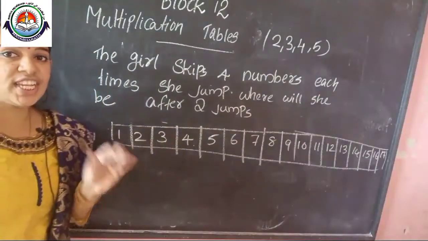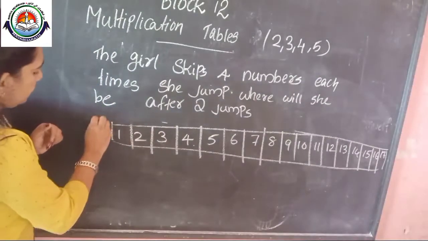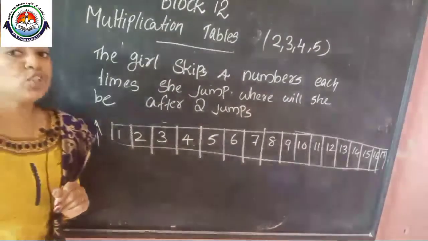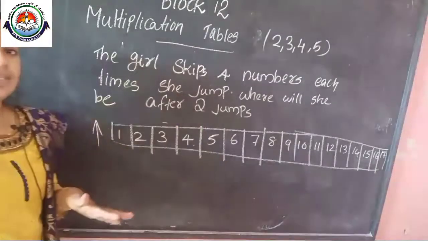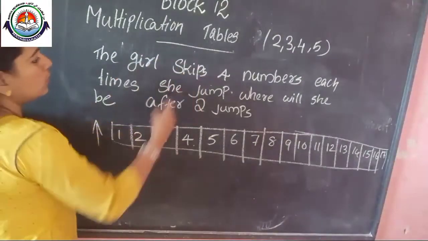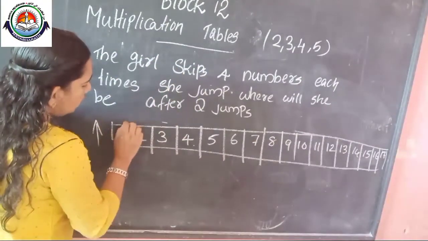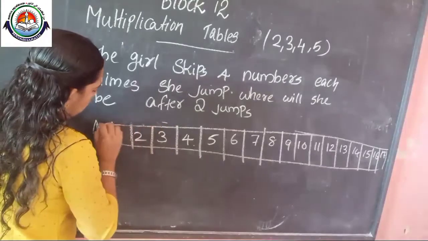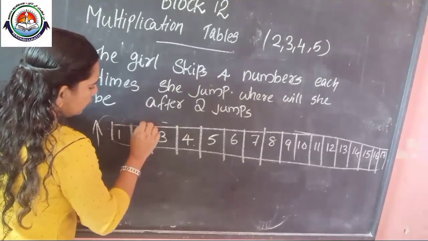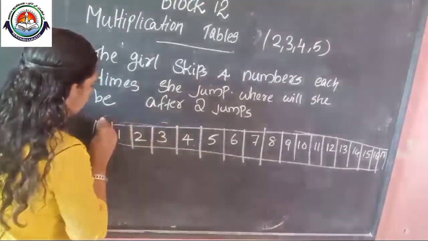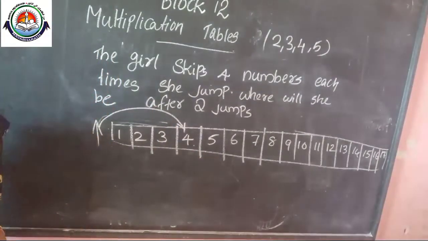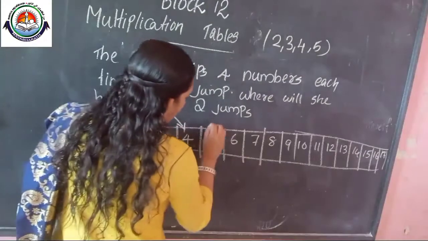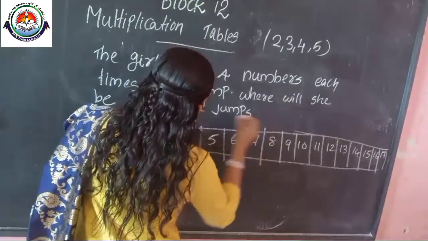Now she is standing here. Then first jump, where did she reach? She skipped 4 steps. 1, 2, 3, 4. From first jump, 1, 2, 3, 4. So she reached here. First jump. Then second jump, 1, 2, 3, 4.